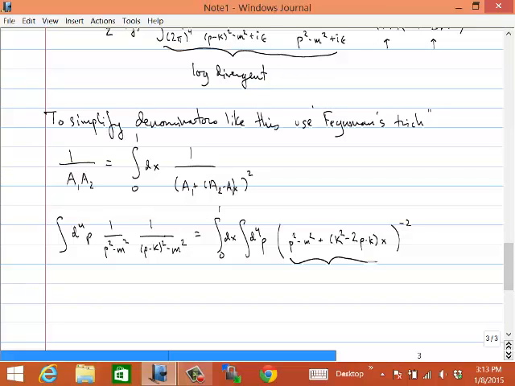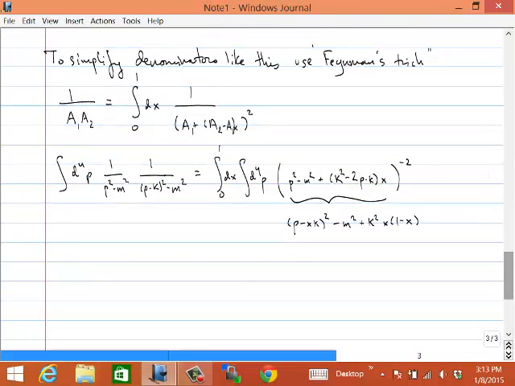And then we can complete the squares in order to write this as (p minus xk) quantity squared minus m squared plus k squared x times (1 minus x). All I've done there is complete the squares to write this as (p minus xk) squared plus something. And then, because we have an integral d4p, we can just shift the integration variable from p to p minus xk to get rid of this factor right here.